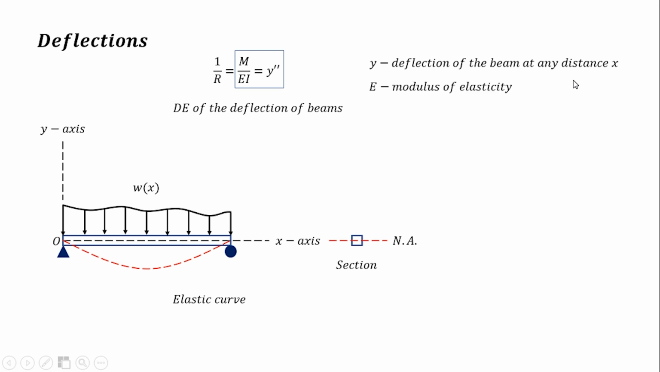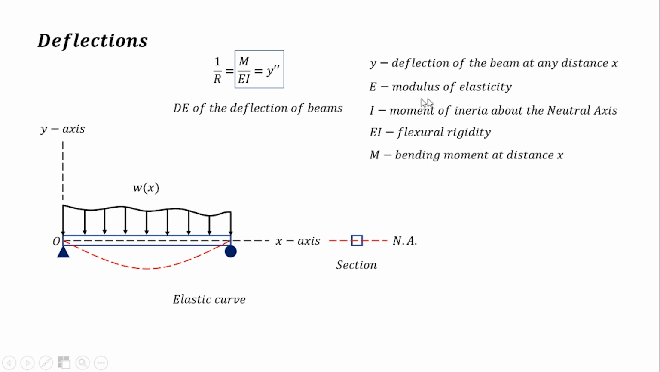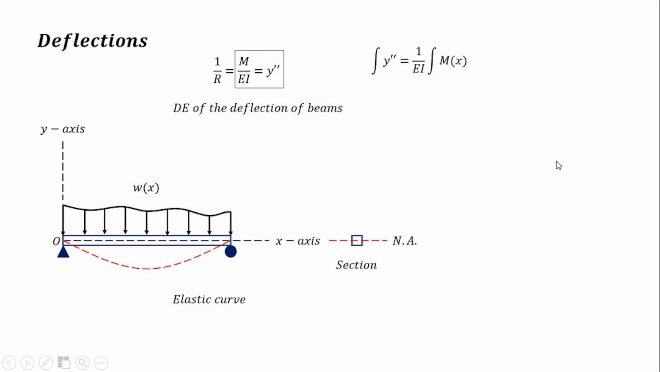E is the modulus of elasticity. I is the moment of inertia about the neutral axis. EI is the flexural rigidity, or ito yung tinatawag ko na strength of the material that will resist bending. And M is the bending moment at distance x. So, if we integrate this equation, integrating both sides, we can get y prime is equal to 1 over EI, the integral of M function of x.